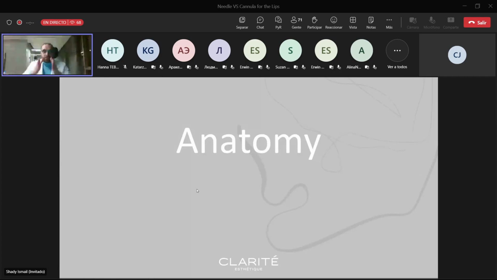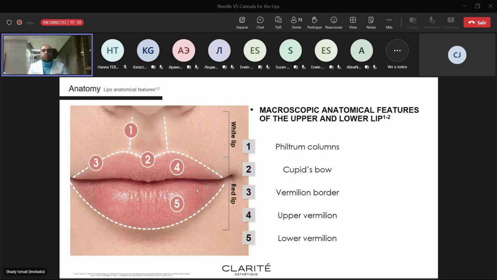Anatomy, as I said, is the base and paramount for our safe practice. So we need to understand first the microscopic anatomy features of the upper and lower lip. We have here, number 1, the philtrum column, and we have number 2, the cupid bow. And all over the lips, we have the vermilion border, which is a virtual channel between the white and the red lip. And we have the upper tubercles and the lower tubercles.